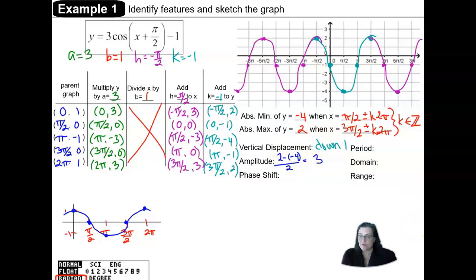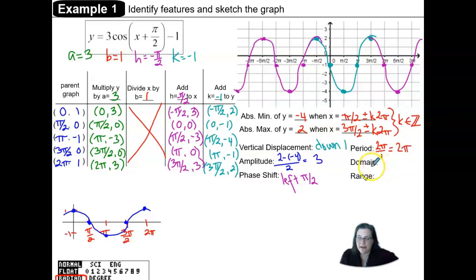So we have an amplitude of 3 units. Okay, the phase shift is the h value, and we phase shifted negative pi over 2 units. That's a shift to the left, pi over 2. Okay, to find the period, we take 2 pi divided by the b, and our b here is 1. So 2 pi divided by 1 is 2 pi for the period.